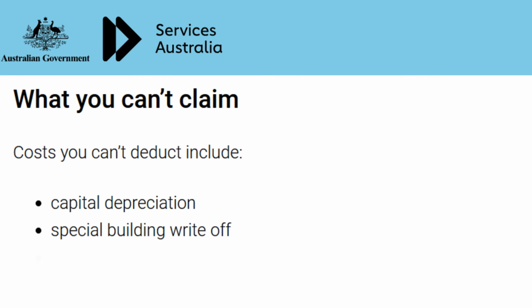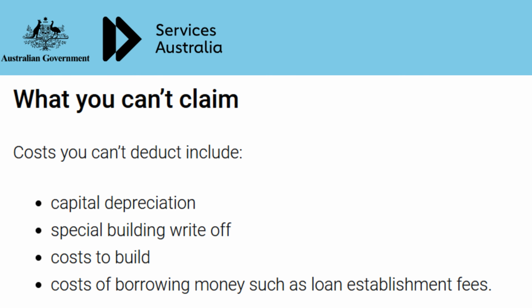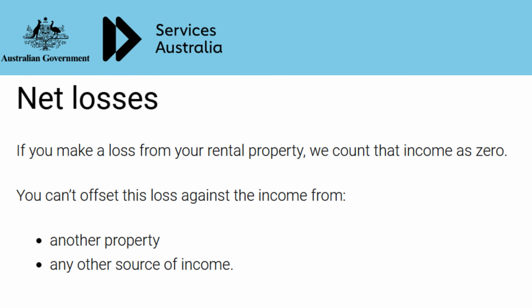Another point worth noting is that not all deductions allowed for tax purposes are accepted by Centrelink. The following expenses are not considered allowable under Centrelink's income test: capital depreciation, special building write-off, cost to build, cost of borrowing money such as loan establishment fees. If the net income is a negative amount, your assessable rental income is simply zero. Losses from one property cannot offset against income from another property or any other source of income.